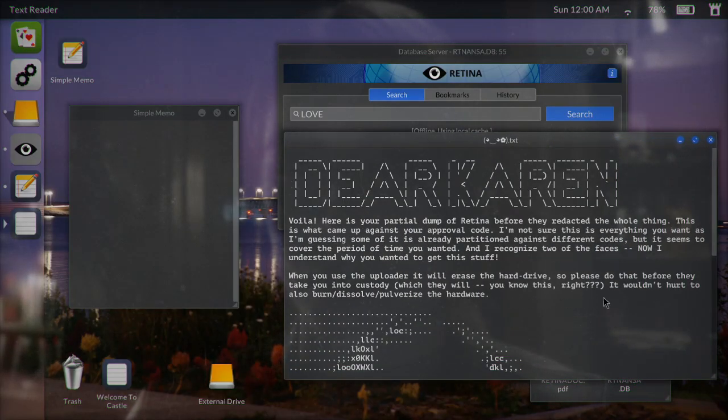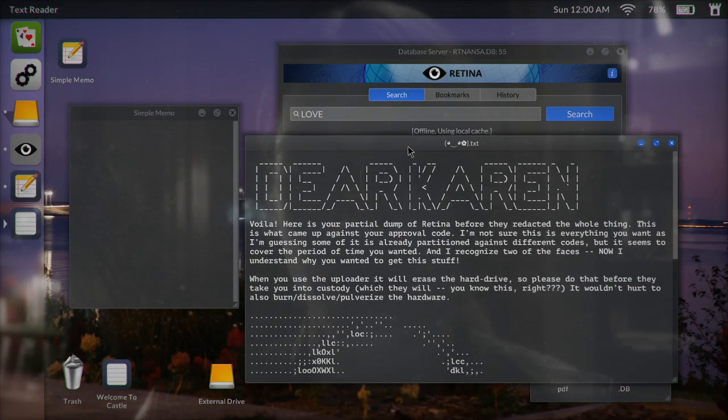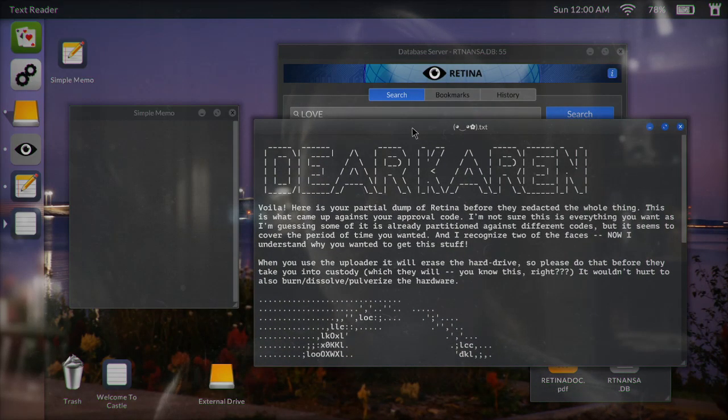Dear Karen, voila. Here is your partial dump of Retina before they redacted the whole thing. This is what came up against your approval code. I'm not sure this is everything you want, as I'm guessing some of it is already partitioned against different codes. But it seems to cover the period of time you wanted. And I recognize two of the faces. Now I understand why you wanted to get this stuff. When you use the uploader, it will erase the hard drive, so please do that before they take you into custody. Which they will. You know this, right? It wouldn't hurt to also burn, dissolve, pulverize the hardware.